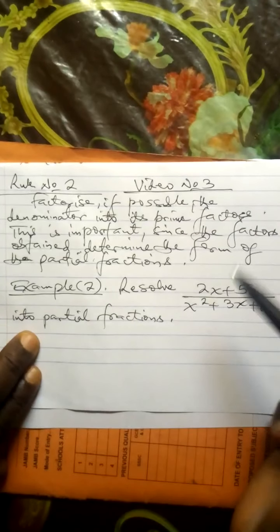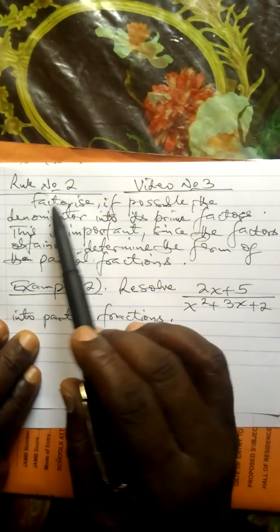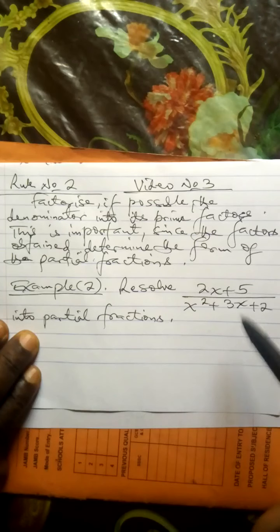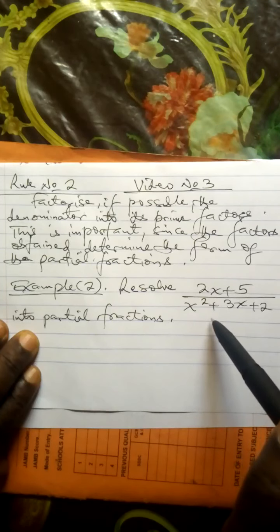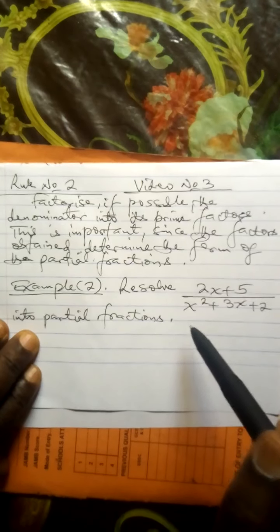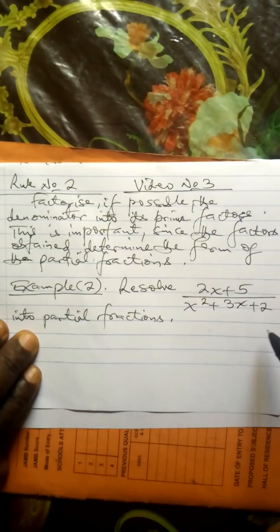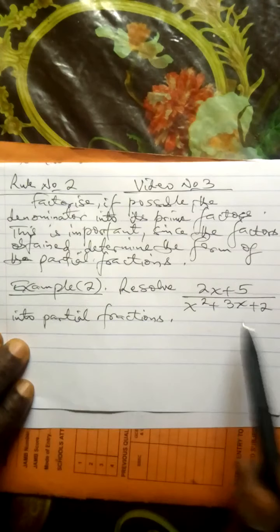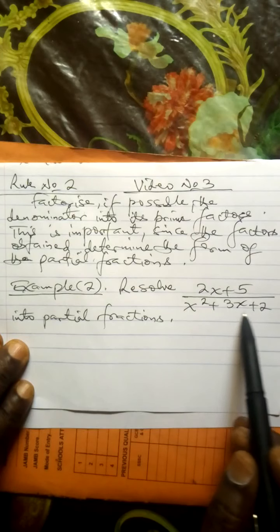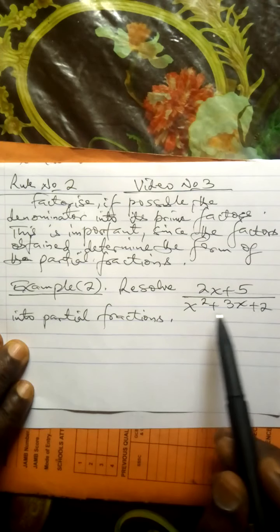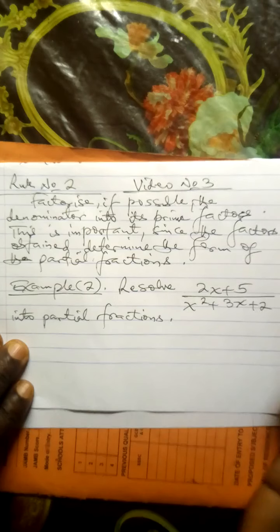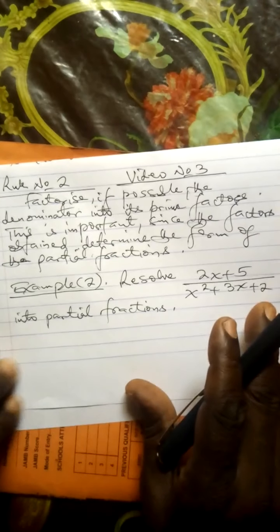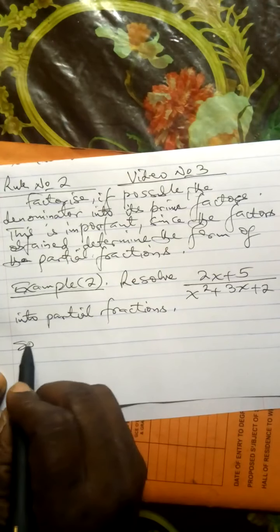Example number 2. We are now going to consider an example that is relevant to this very rule number 2. Example 2. Resolve 2x plus 5 over x squared plus 3x plus 2 into partial fractions. In line with this rule number 2, you can see here that the denominator is a quadratic factor. Then you find out if it can be factorized. If it can be factorized, you have to factorize it first. So, solution.